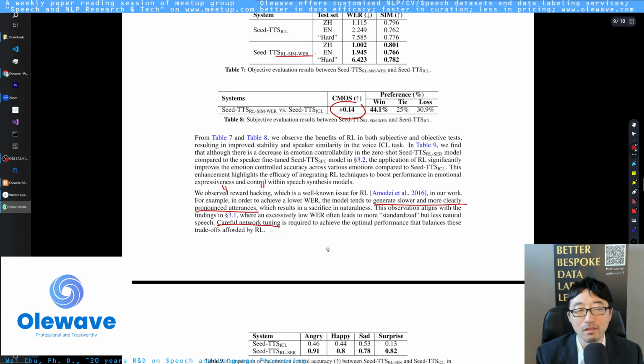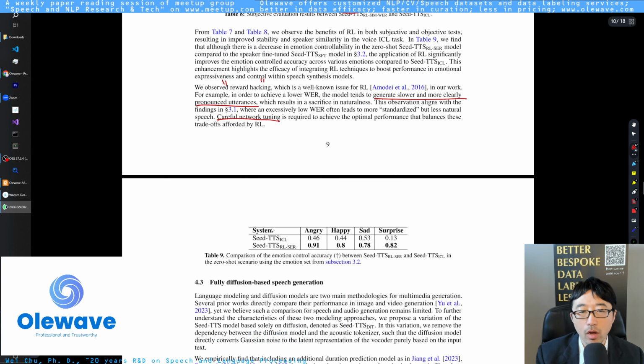Careful network tuning. Okay, how to do that? So I believe that they need to develop a better reinforcement learning reward function besides the WER and the similarity measure. Okay. Yeah, also they talk about speech emotion recognition error. It's much better. It's not surprising. And this is new.